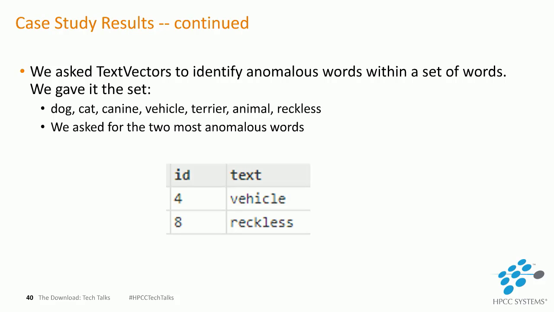Next, we played the game, one of these things is not like the other. We gave TextVectors a series of words, dog, cat, canine, vehicle, terrier, animal, and reckless, and asked for the 2 most anomalous words. It correctly identified vehicle and reckless. All of the other words related to animals.